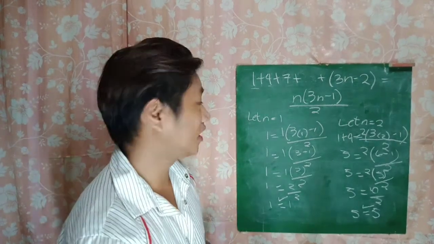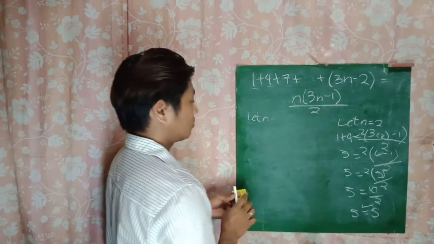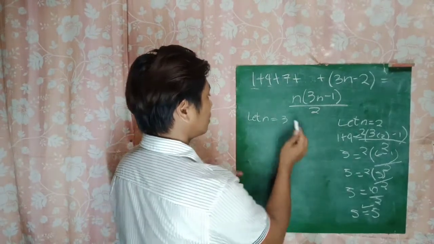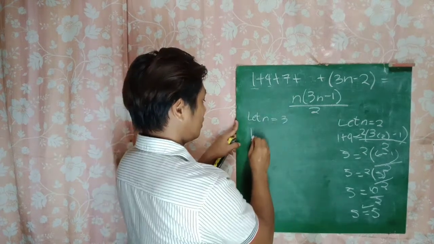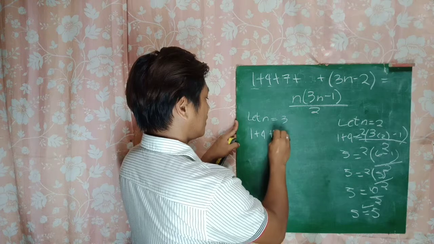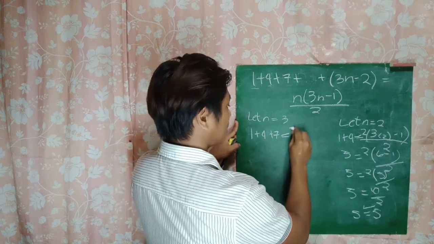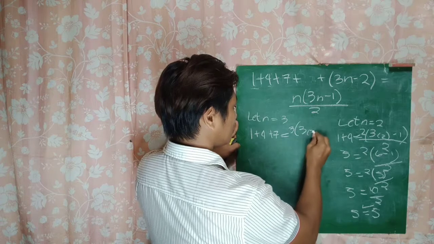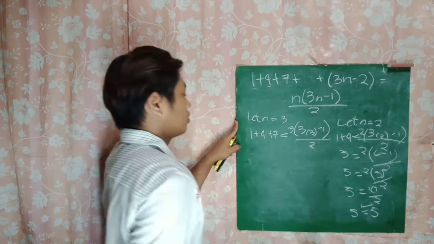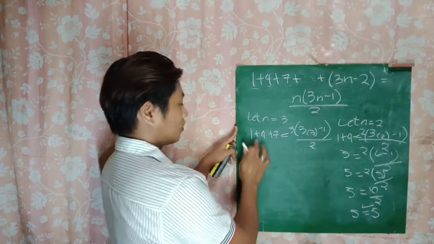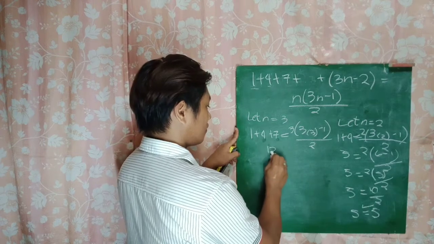So we need to let n equal 3. By letting n equal 3, we need to copy the first, the second, and the third value of the given equation. We have 1 plus 4 plus 7 equals, by letting the value of n equal 3, 3 times 3 minus 1 over 2. So in this equation, we need to add: 1 plus 4 equals 5, plus 7 equals 12.